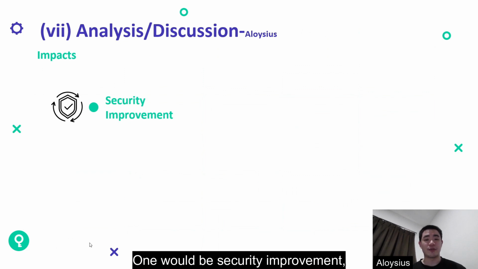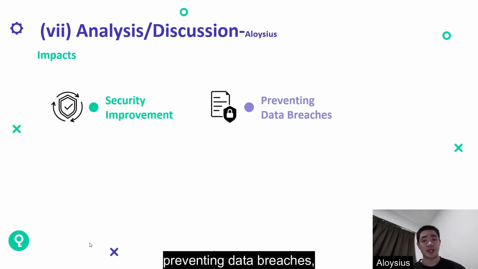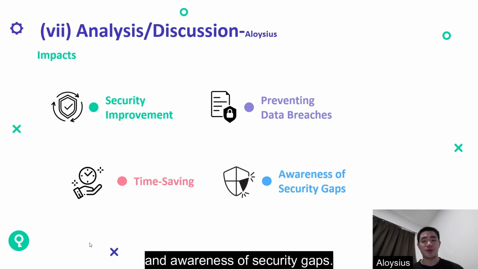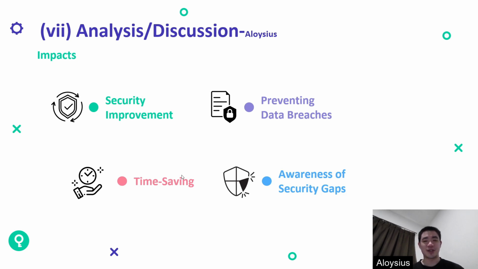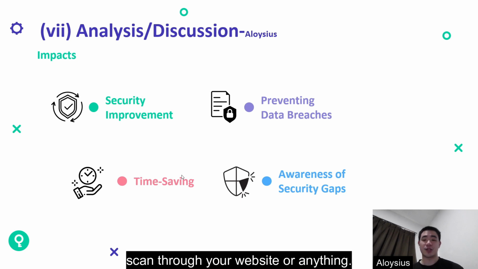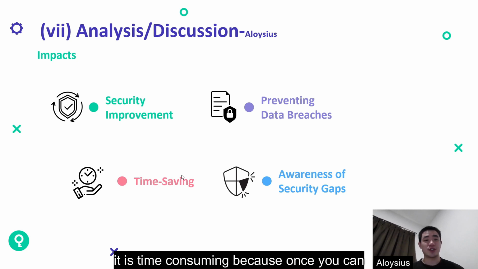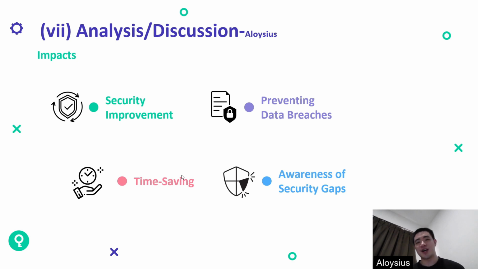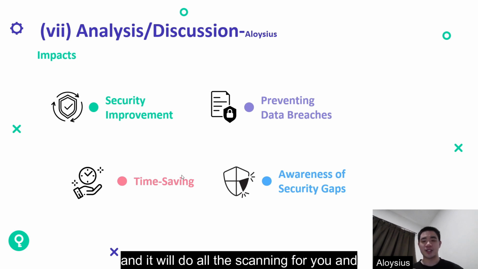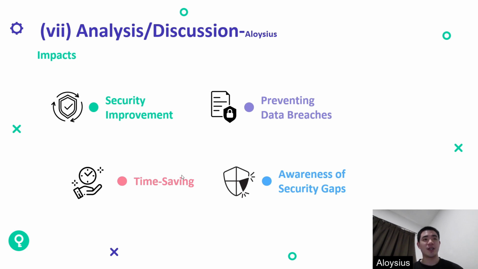Moving on, I'll talk about the impacts. One will be security improvement, preventing data breaches, time saving, and awareness of security gaps. Now all these are very important. Our solution allows a typical scan through your website or anything. It helps to improve security, and helps to prevent any data breaches that we can easily find. And it is time saving because once you log in and click onto our solution, it will do all the scanning for you, and it allows you to see the gaps that you may or may not have missed. And so these are the four impacts that our solution allows for.